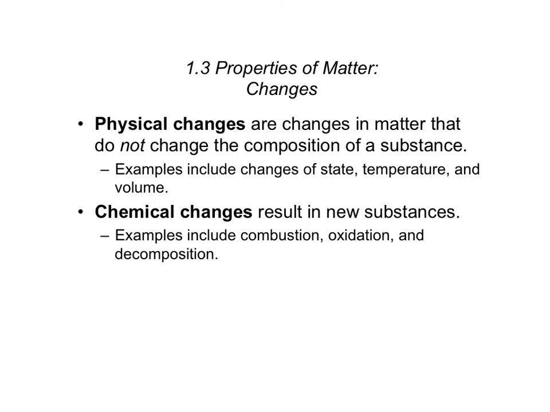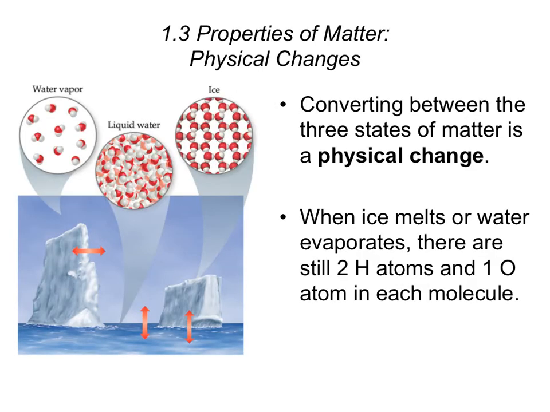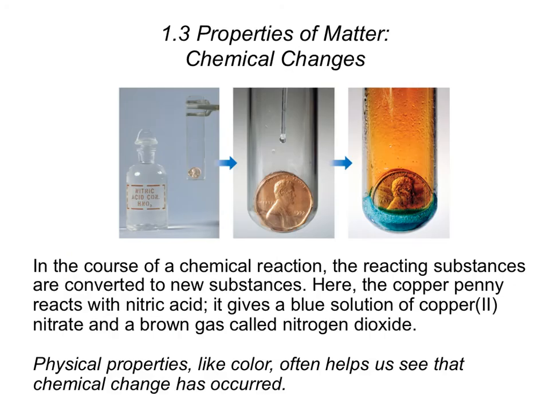So a physical change would include things like changing the temperature of a substance. Again, you don't change the compound when you change the temperature, changing the volume or changing the state. Chemical changes are going to be things like oxidation, combustion, and decomposition.